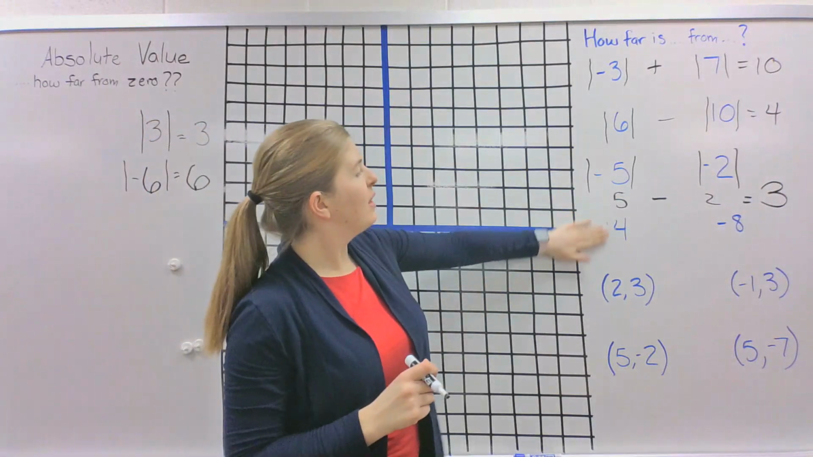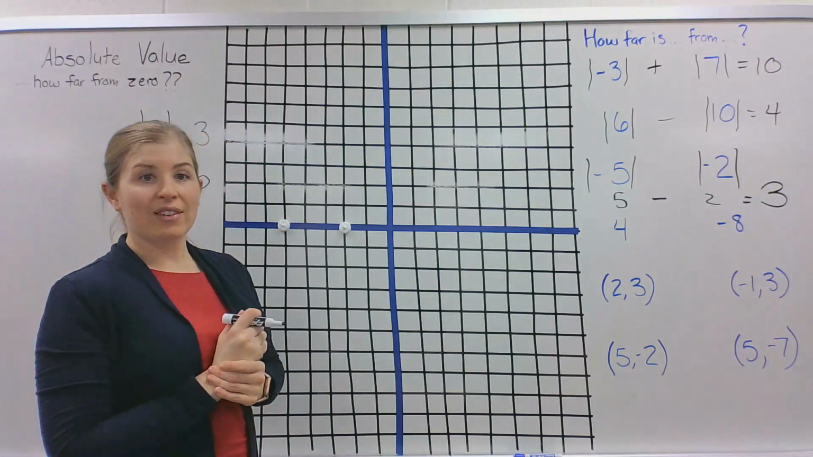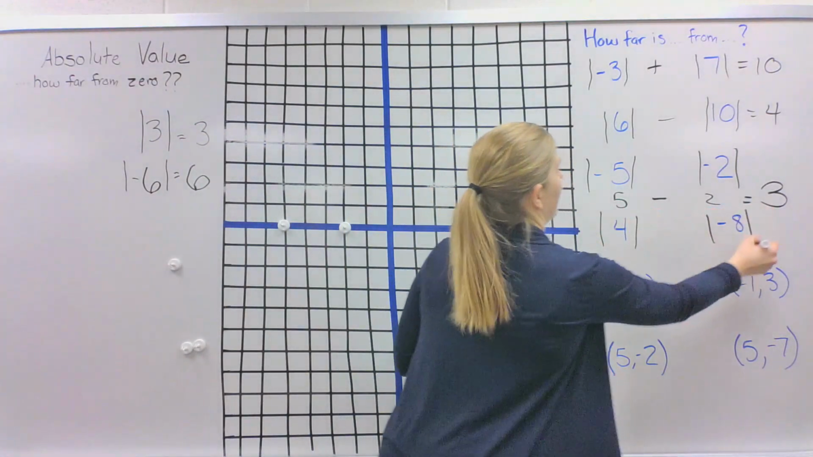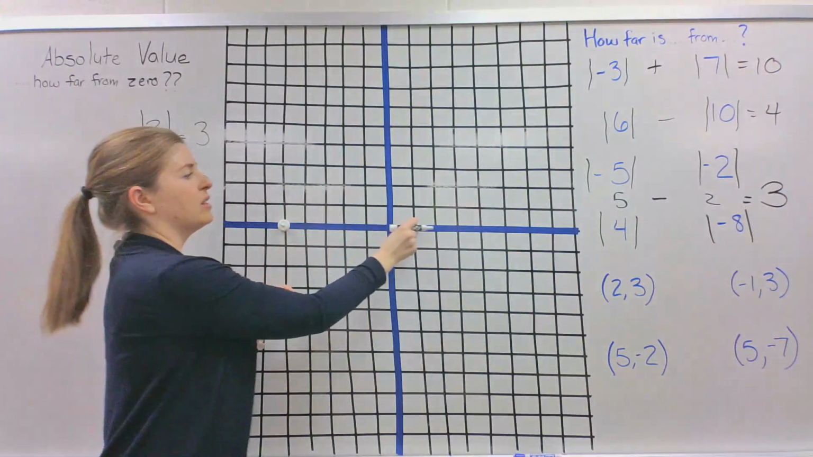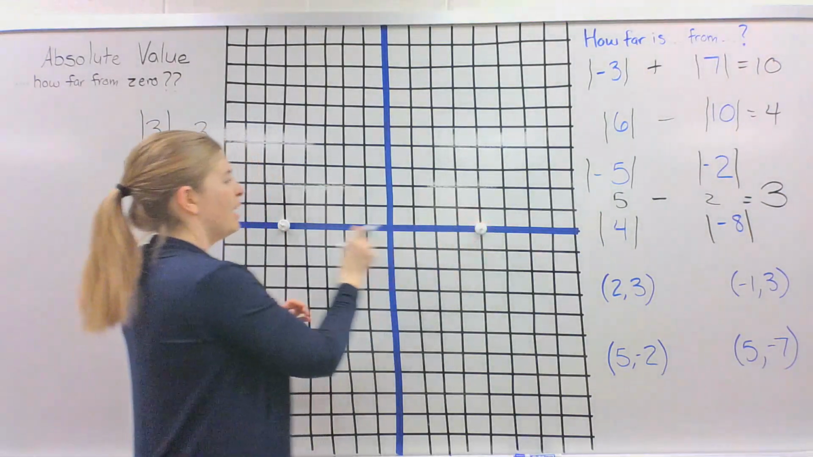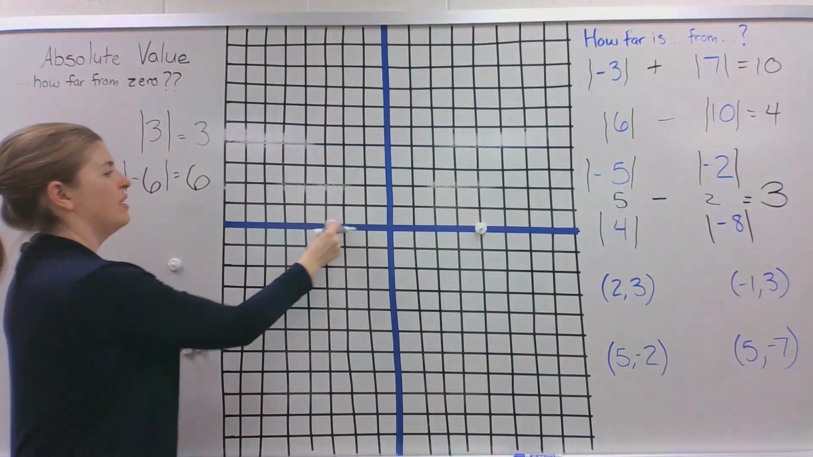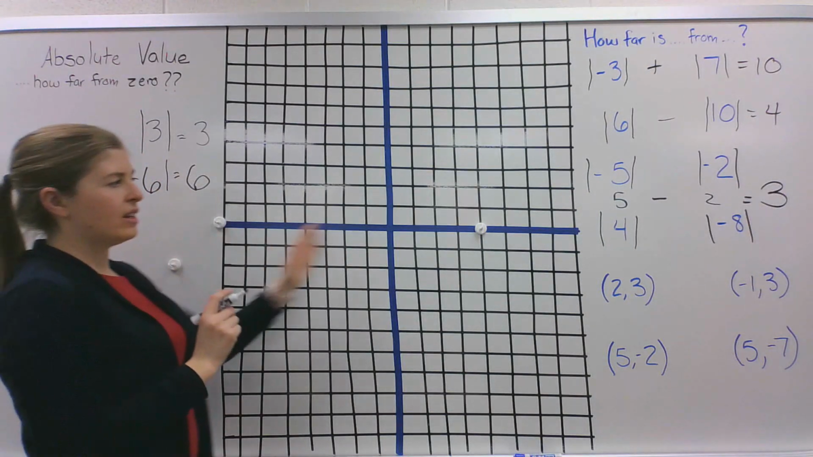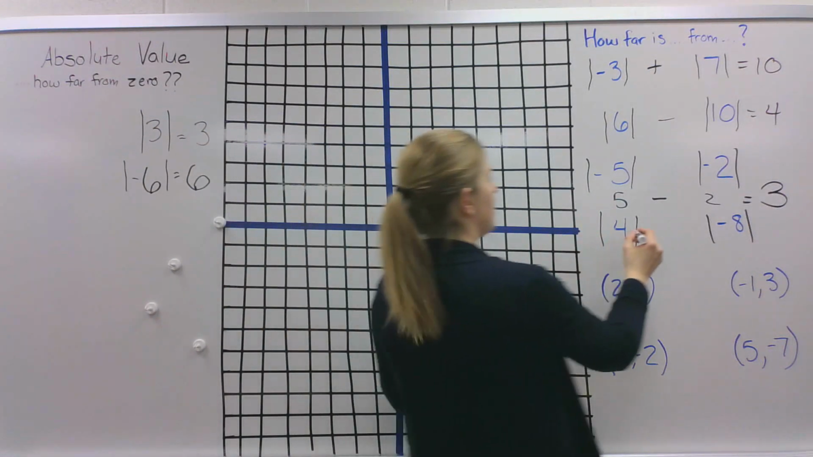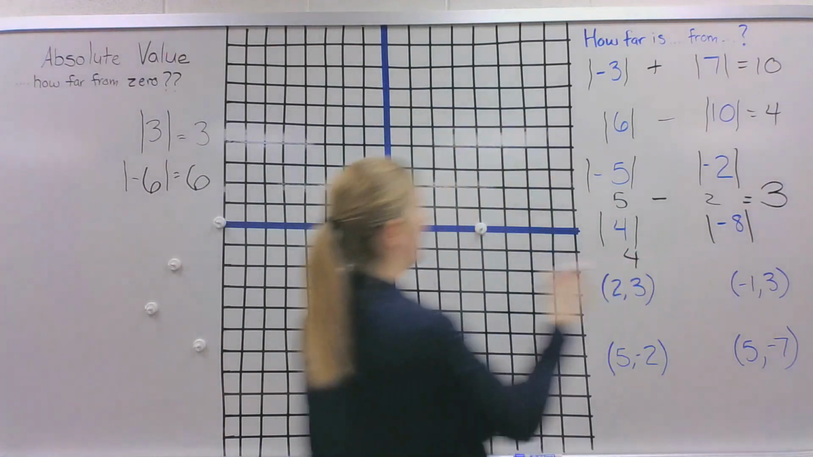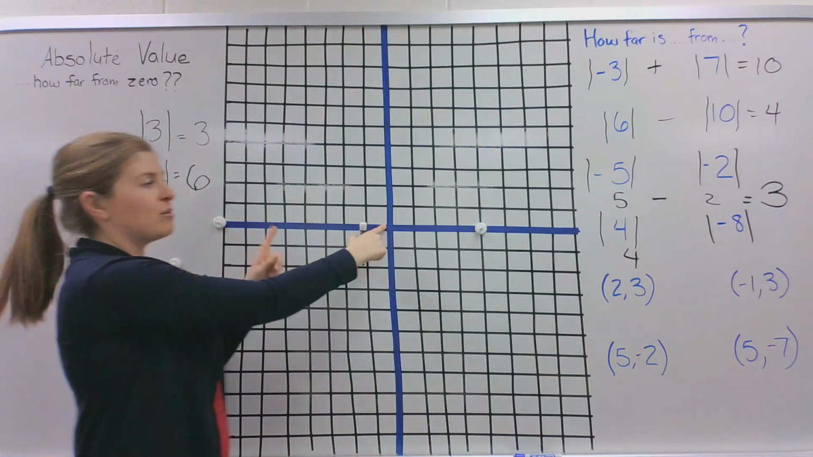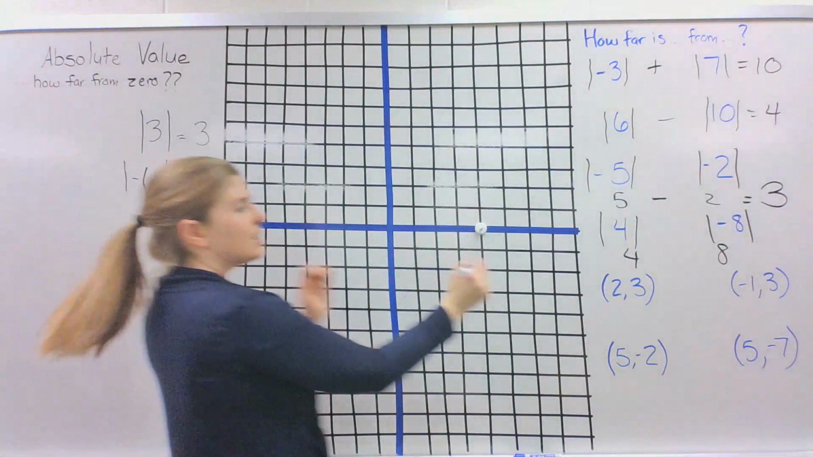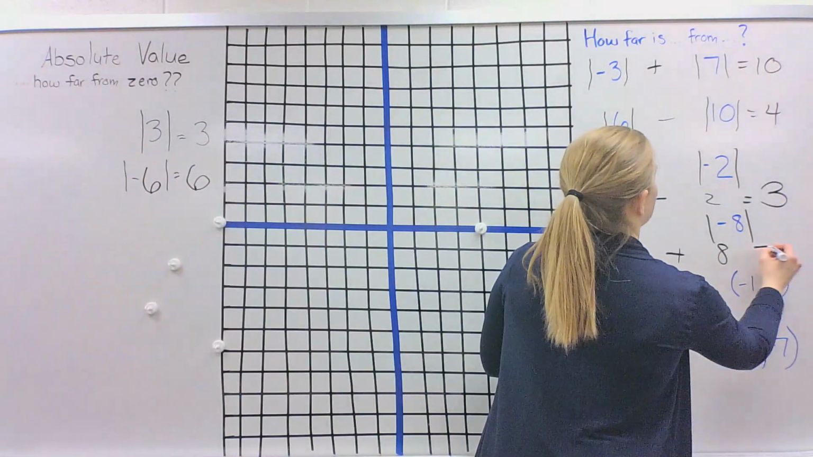What about 4 and negative 8? How far are positive 4 and negative 8 from each other? 4 is 4 spaces from 0. Negative 8 is 8 spaces from 0. And to figure out this total distance, we can add them together.